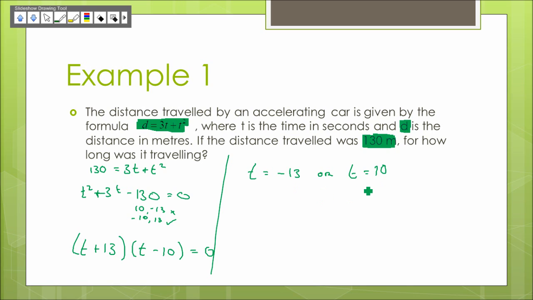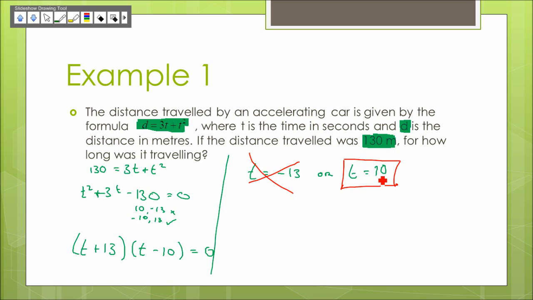Do both of these answers make sense? Well, if we try and think about it logically, we can't really travel a distance in minus 13. We can only travel in positive direction. We can't go back in time. So having an answer of minus 13 seconds to travel 130 meters doesn't make sense. So in reality, when we solve this equation, the only logical answer must be that t is equal to 10.